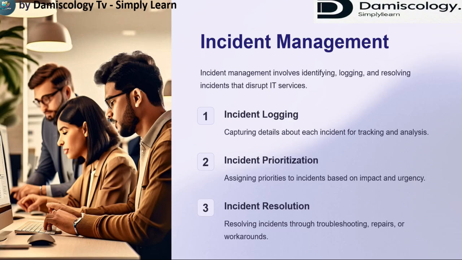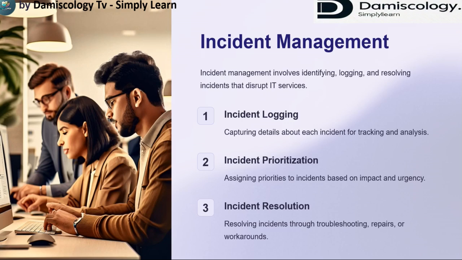Incident logging captures details about each incident that has been reported by the customer to the service provider for tracking and analysis. In this case, the service provider ensures that they put in place a proper management system that identifies these incidents and tracks them for required analysis. Incident prioritization. The service provider ensures that these incidents that have been identified for tracking and analysis are properly prioritized based on impact and urgency.